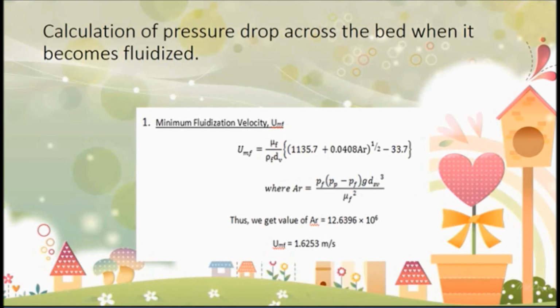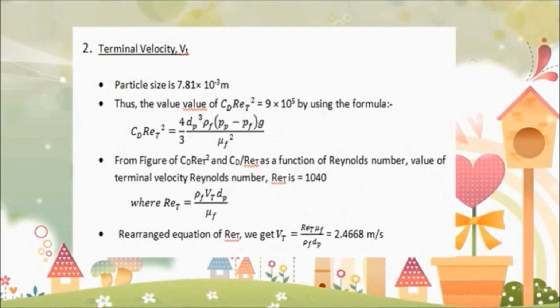Firstly, we need to find the minimum fluidization velocity UMF by determining the Archimedes number. From the value of the Archimedes number, we get the value of UMF as 1.6253 meter per second. Since the particle size is 7.81 times 10 to the power of negative 3 meter, Vt can be determined by using the following formula. From the equation, we get terminal velocity equal to 2.4668 meter per second.